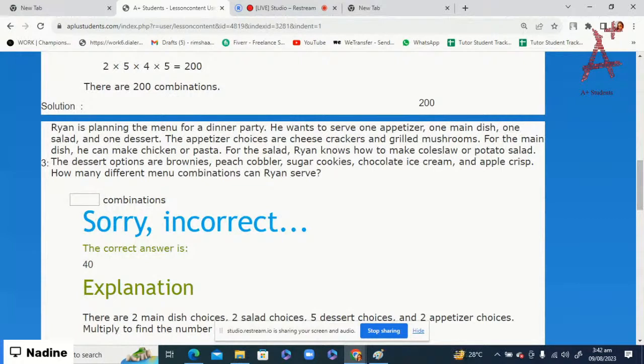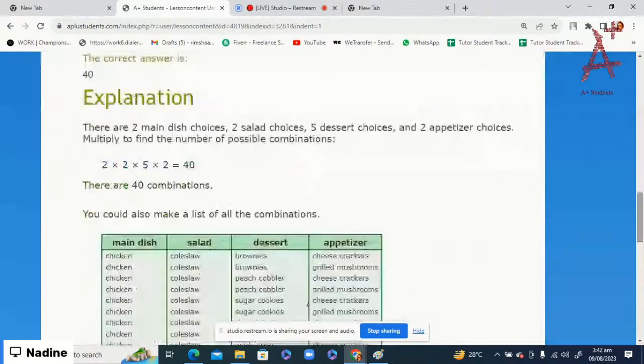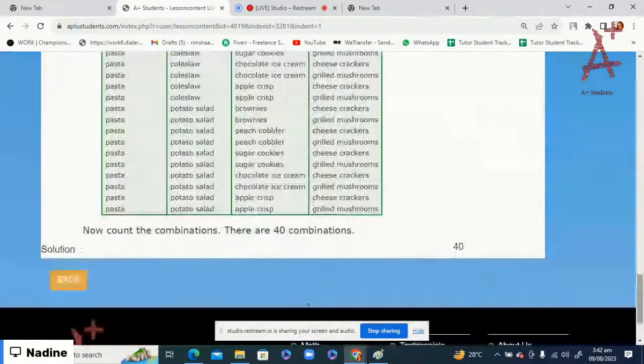I'm going to repeat that question. For an appetizer, it's two. Main dish, it's also two. For the salads, it's also two. And only for the dessert choice is five. Multiply two, multiply five, and multiply with two. Look at here.